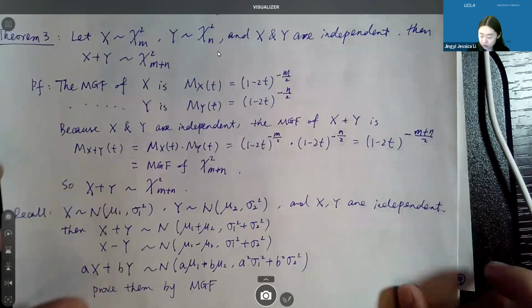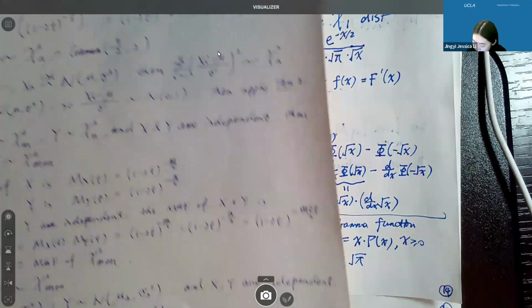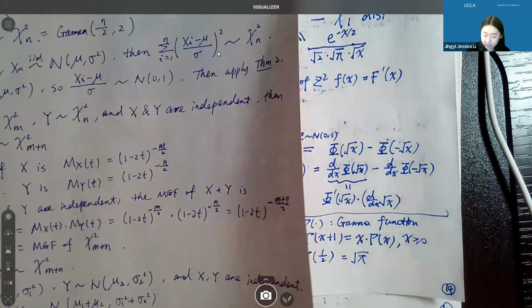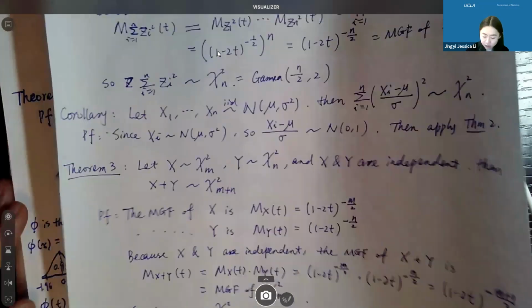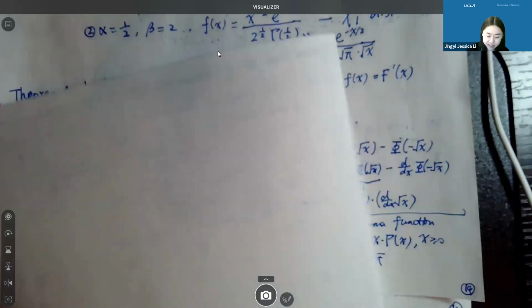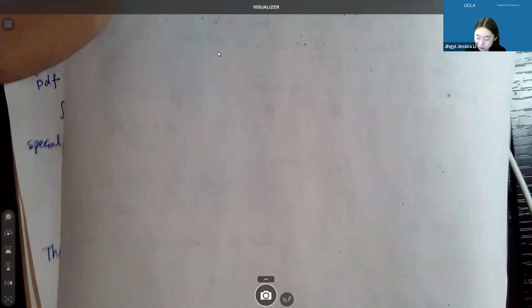All right, so if there are no more questions, let's continue. So the next topic is something very interesting about an important property of Gaussian random variables.